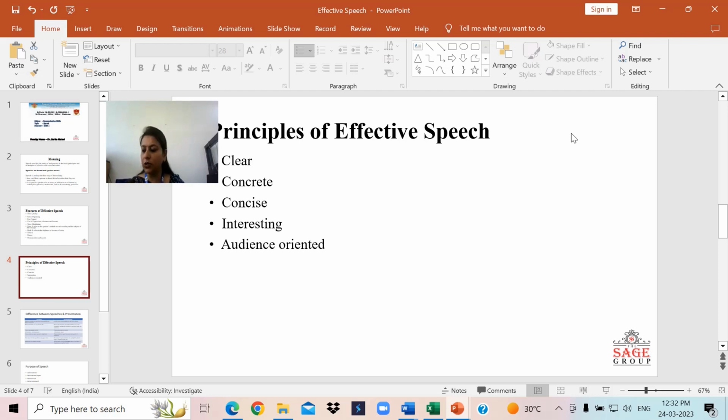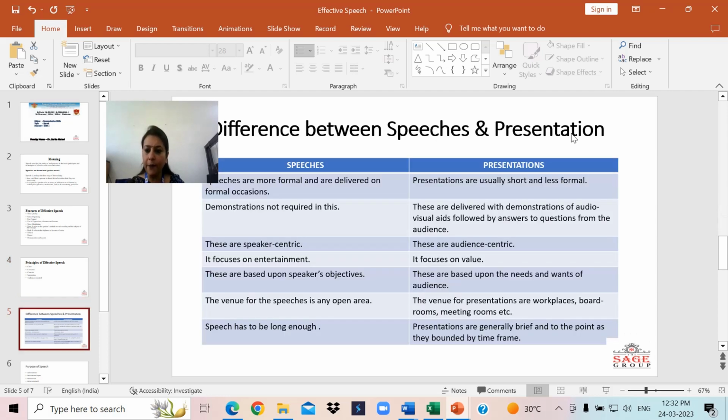I hope the principles of effective speech are clear to everyone. Now we go to the difference between speeches and presentations. Yes, there is a huge difference between speeches and presentations, though we are using them interchangeably. Like you also say that speeches are in front of the public, presentations we also give in front of the people, but there is a difference. Now see what is the difference.